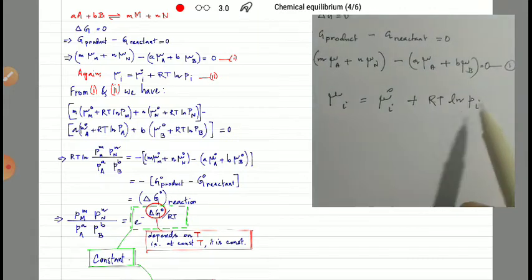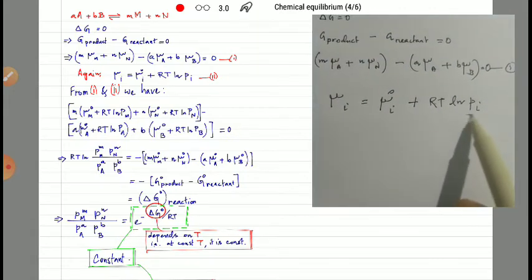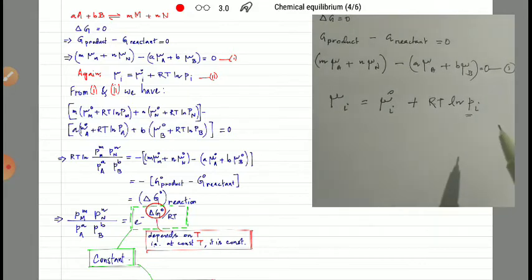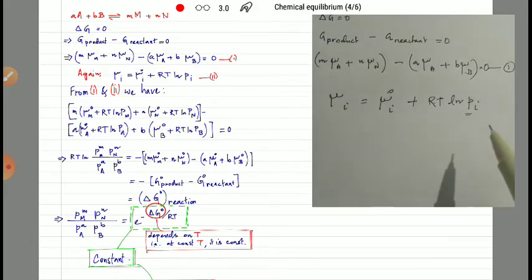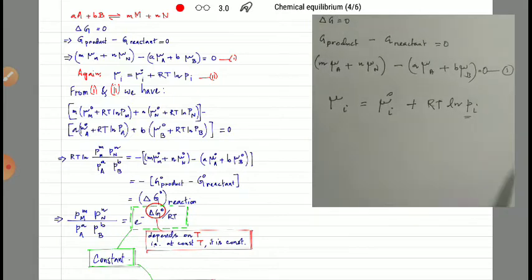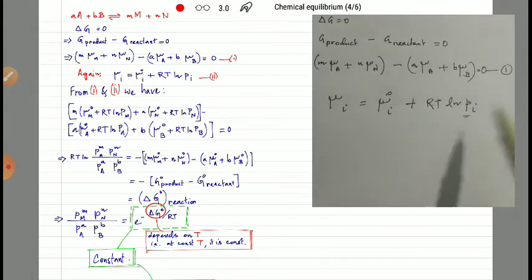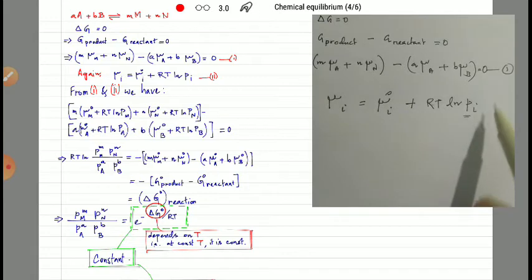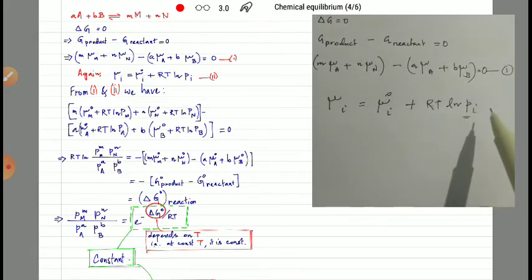Since we are talking about gases now, we have to consider the pressure. We can characterize the state of a gas by knowing its pressure. If the pressure is high, then its energy state will be high.